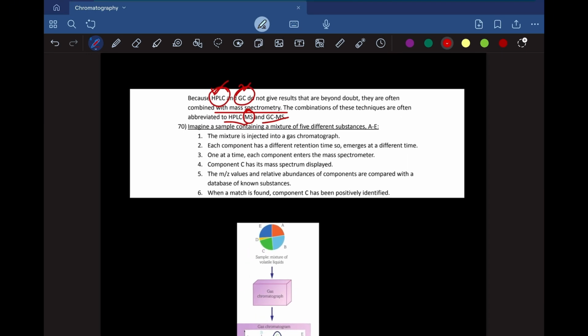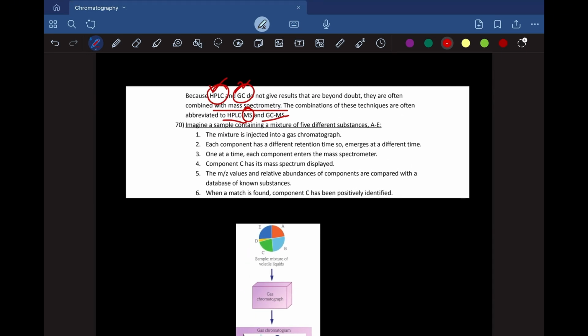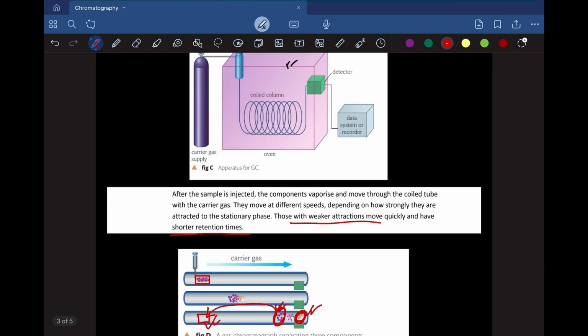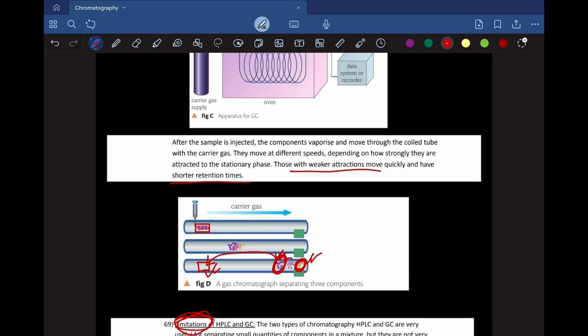So how is mass spectrometry actually used? First of all, it is exactly the same thing. First, the mixture is injected into a gas chromatograph, like in gas chromatography, where a sample was injected. Now each component has a different retention time, so they emerge at different times. All of these three particles had different retention times. That's why they are in different phases and different parts.